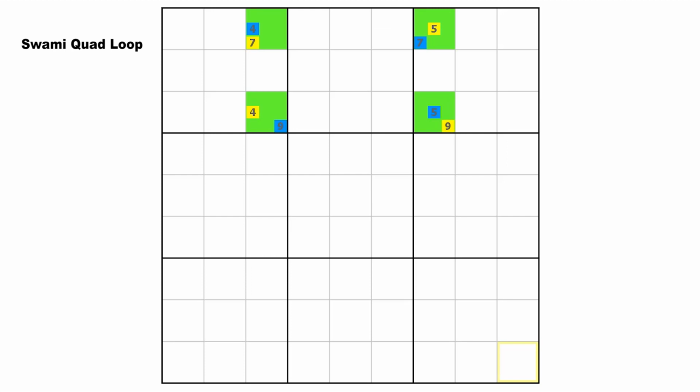But now let's say one of these 4 cells is moved over like this. So now, because those 2 cells in block 3 do not lie in the same column anymore, there is no rectangle, and therefore this will not act as a normal Swami Quad Loop. The 4 cells do not lie in 2 rows and 2 columns anymore, which, as you know, is one of the requirements for a normal Swami Quad Loop.